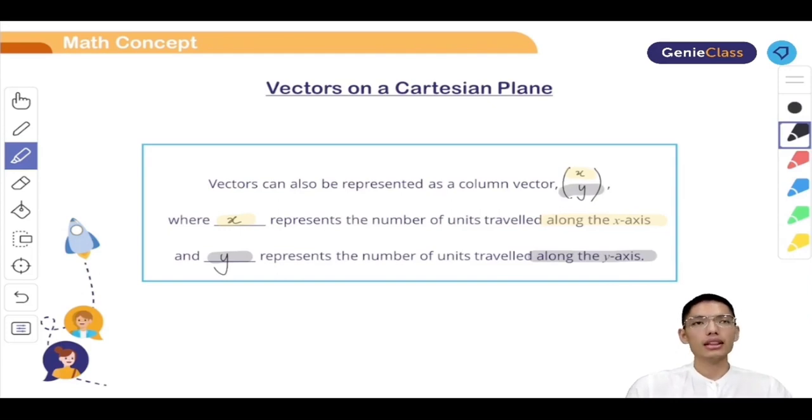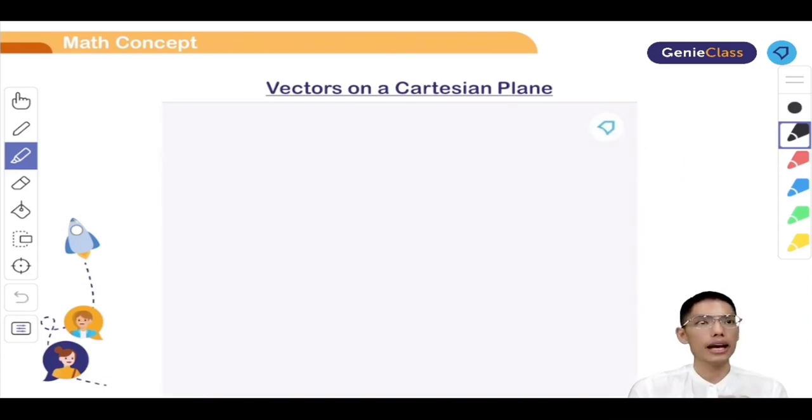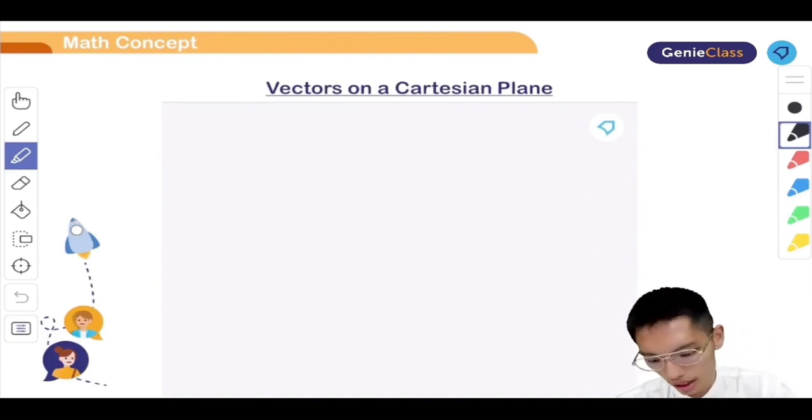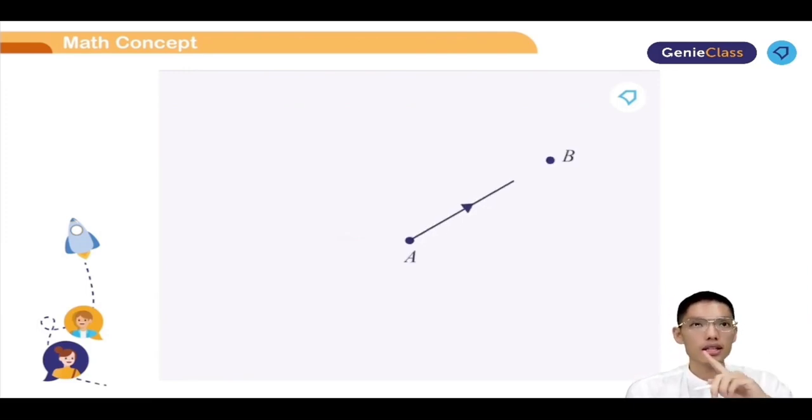And to further understand how we represent it on the Cartesian plane, take a look at this video, where I will pause along the way to illustrate certain information. Alright, so let me just start this. So column vectors, how do we represent them? Suppose a point A to point B. Let's say I want to draw the vector up this way. Now, two things to take note.